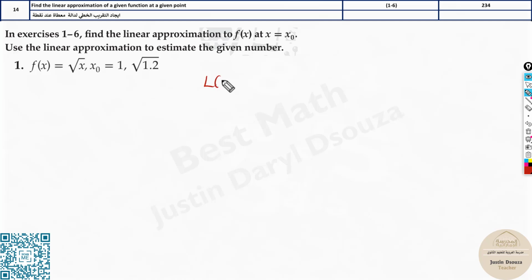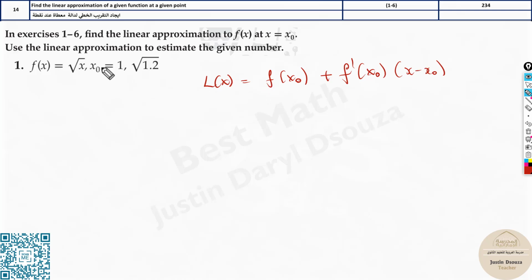The linear approximation of x would be equal to f of x naught. This is very simple. Whatever x naught is given, you just apply the value and you get that. Plus the derivative at x naught. Now this is another thing: you should derive this function and then multiply it with x minus x naught. So we will see this step by step.